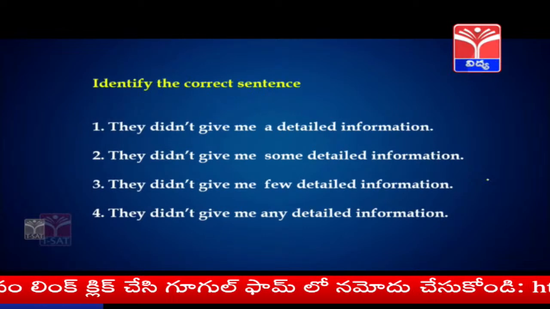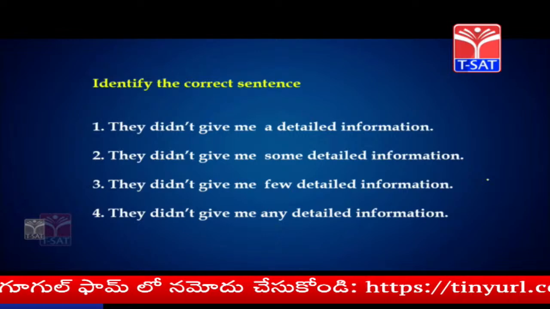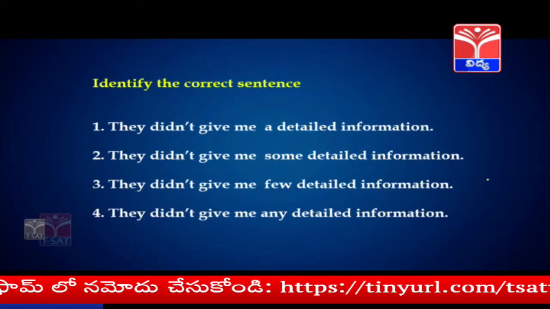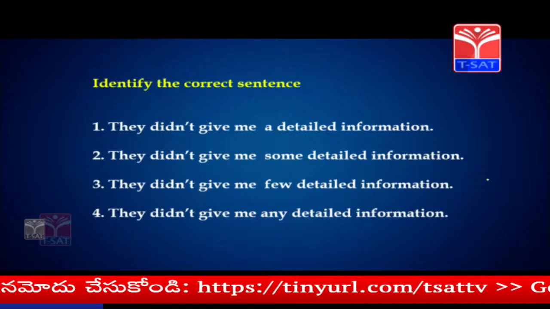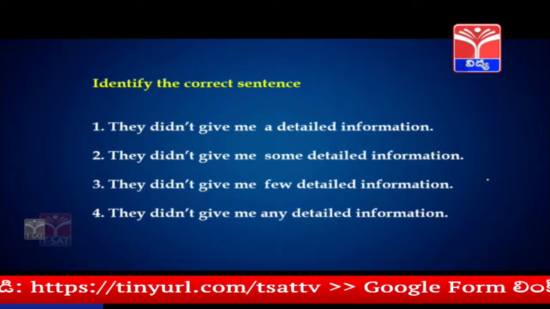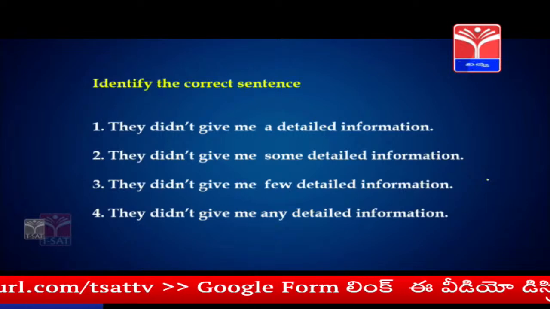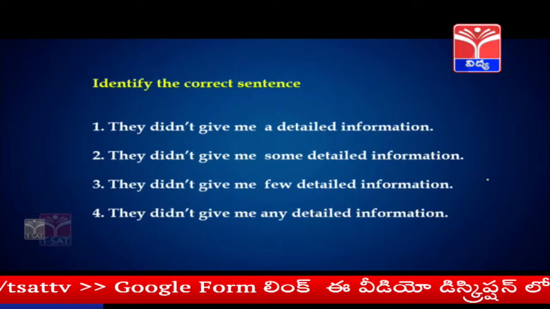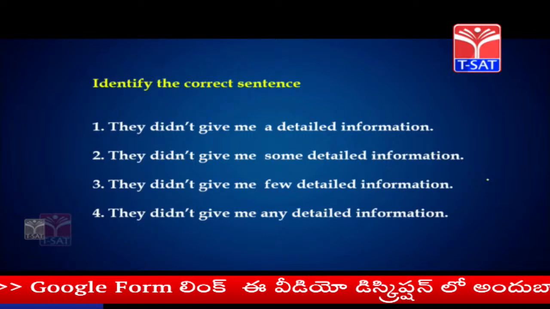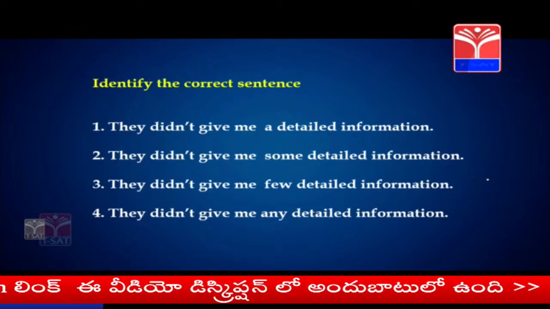If you see the first one, they didn't give me a detailed information. Here, you know, information is a non-count word. That means we don't have informations. In that case, we cannot say a information or one information. It is incorrect. And they didn't give me some detailed information. You can keep it aside for some time.